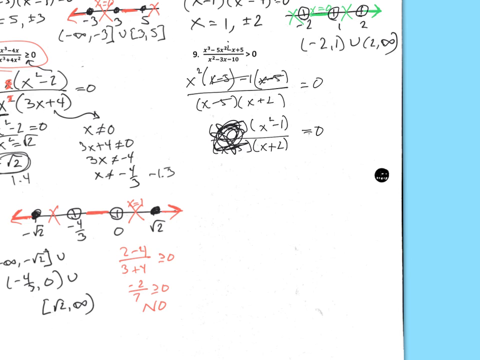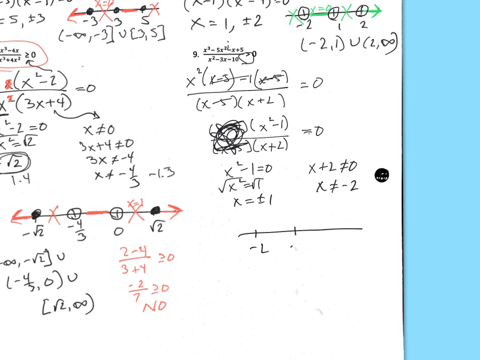It's gone. So we set the top equal to 0. So we get x squared equals 1. So x is allowed to be positive 1 and -1. When we set the bottom not equal to 0, x is not allowed to equal -2. The top uses the original symbol, so everything's going to be open on this graph. So the smallest number is -2, then -1, then 1. They're all open.